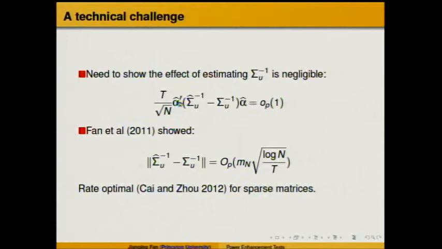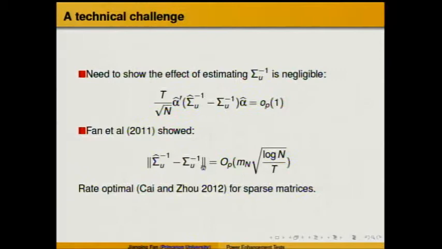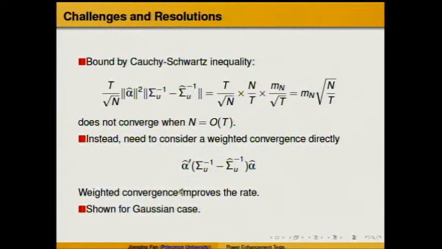So if you simply apply the Cauchy-Schwarz inequality to it, at the end of the day we know that for the error to converge, the number of assets, n, should be less than the number of observations, T. So this is very disappointing if we just use the optimal rates of convergence for estimating the precision matrix directly in our study. So instead, we actually show directly, based on the difference as a quadratic function, that the error is negligible, instead of using the Cauchy-Schwarz inequality that we show here.